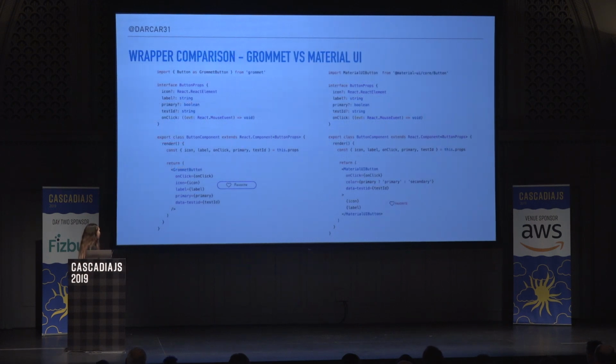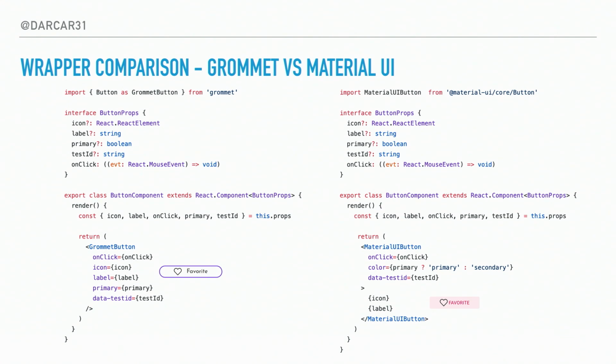For example, on the left here, I have that same button wrapper around the Grommet button component, and you'll notice that the icon and the label for this button get passed in as props with all of the other inputs on the button. On the right, though, I have a wrapper around Material UI button. Material UI is another React component library built on top of Google's Material Design. And the Material UI button actually takes the icon or the label in as a child component of their button.